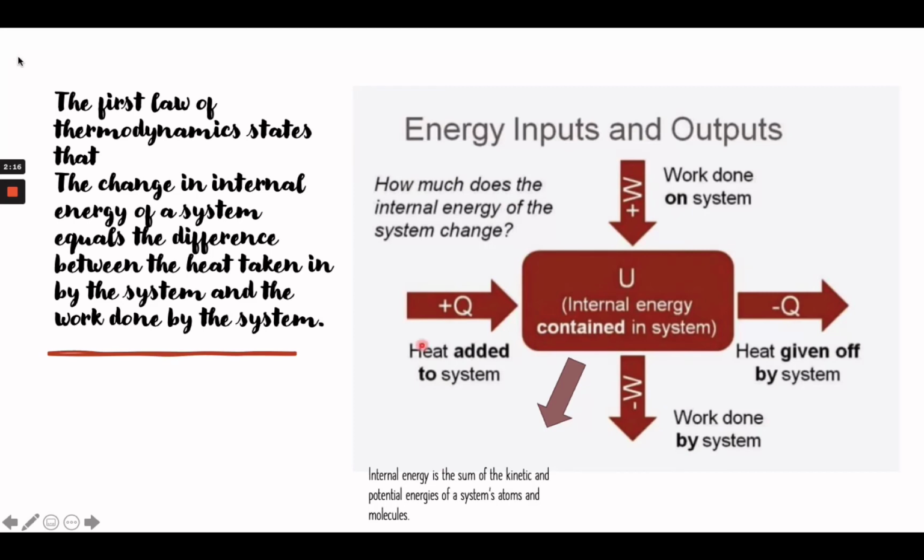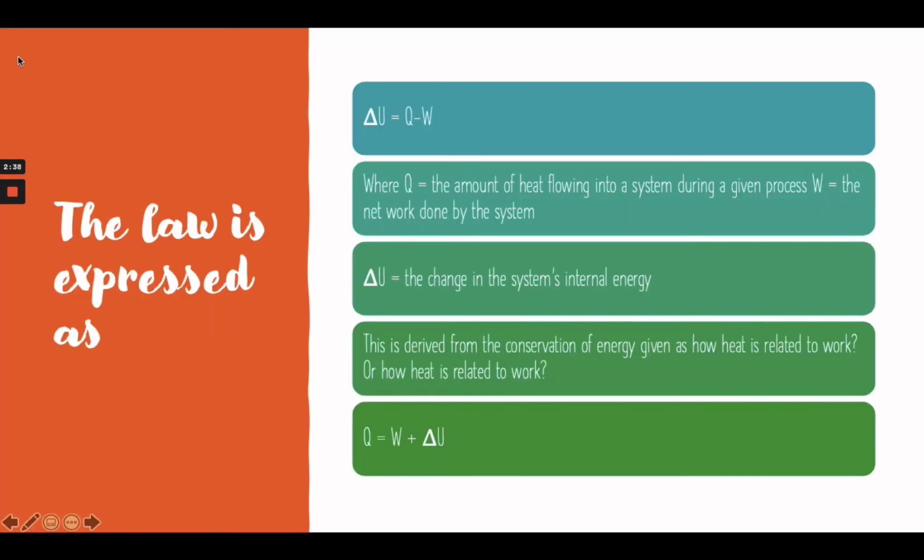The concept of the conservation of energy states that energy cannot be created or destroyed. And the first law of thermodynamics is actually based on this concept. It states that the change in internal energy of a system equals the difference between the heat taken in by the system and the work done by the system. The law is expressed as delta U equals Q minus W, where Q is the amount of heat flowing into a system during a given process, W is the net work done by the system, and delta U is the change in the system's internal energy.